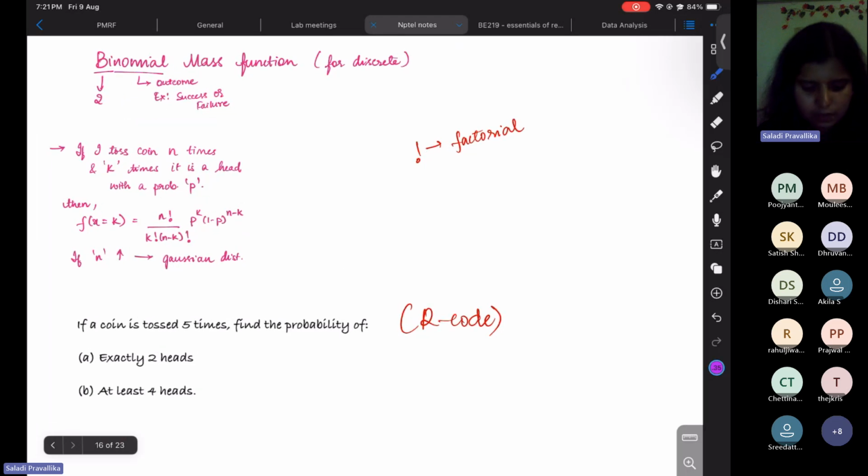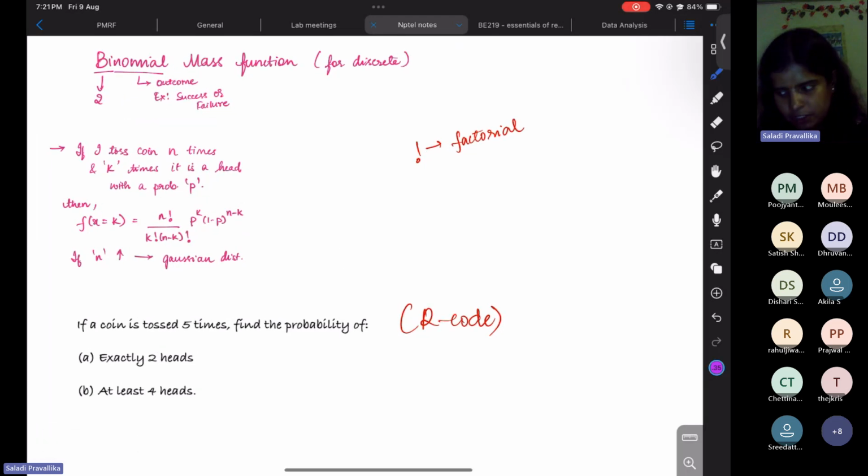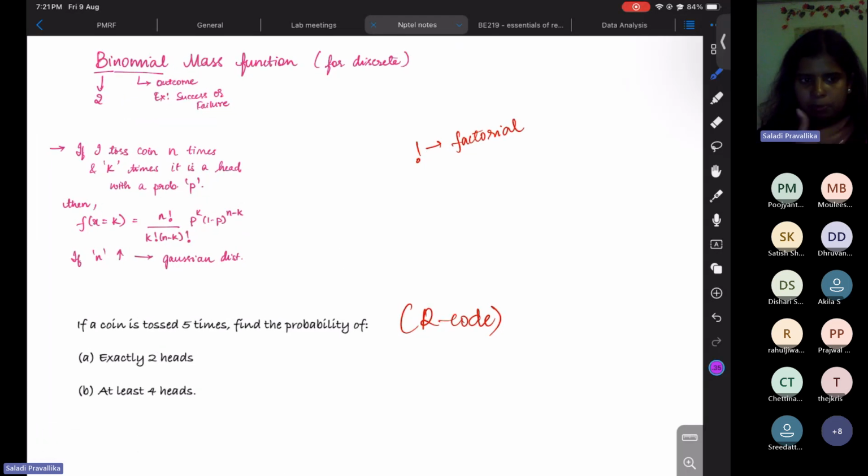The next one we are going to look at is the binomial mass function. In the previous one, we were looking at many different kinds of outputs. But here we are going to look at the binomial mass function. In the name itself, bi means two, nomial means outcome. So I'm having only two outcomes here. For example, tossing a coin, I might have a head or a tail, or passing an exam, it's either pass or fail, and things like that.